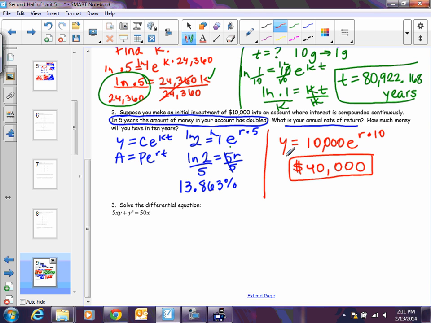Okay, so Y is the amount, it's the after value, and C is the initial? Yes. Think of it this way. C is the initial condition of this problem, and it's the y-intercept of this problem as well. And how do I know $10,000 is the thing that goes in the C afterwards? Because they say initial investment of $10,000.